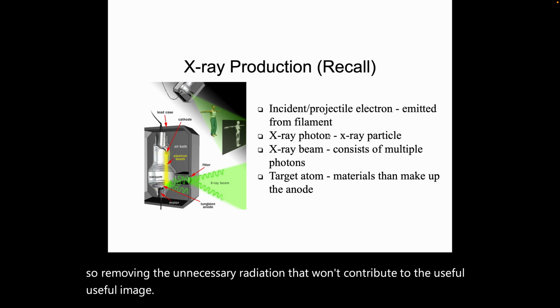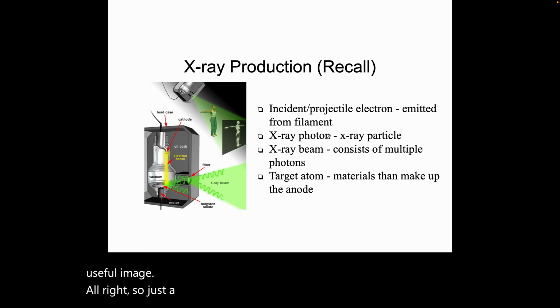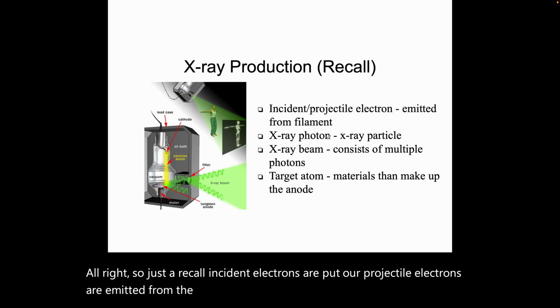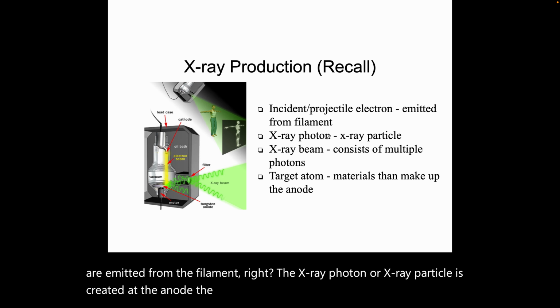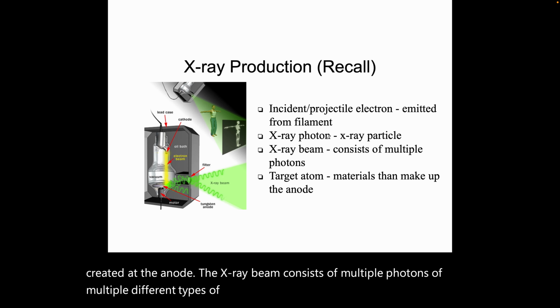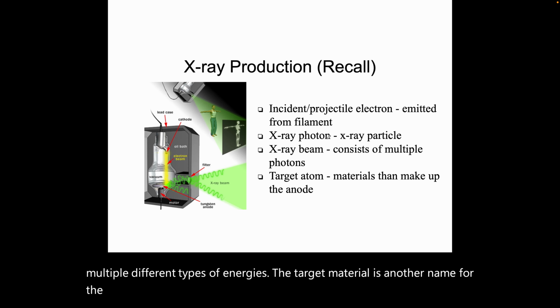All right, so just to recall, incident electrons or projectile electrons are emitted from the filament. The X-ray photon is created at the anode. The X-ray beam consists of multiple photons of many different energies. The target material is another name for the anode, where the electrons make contact.